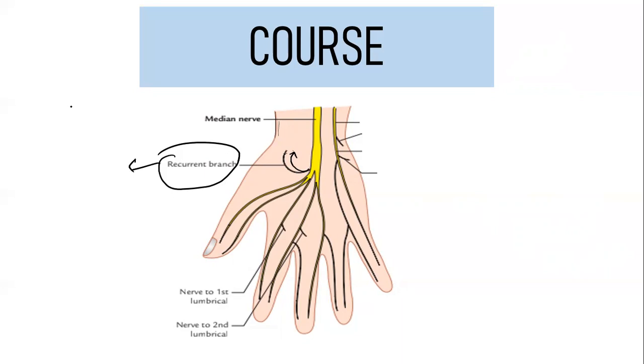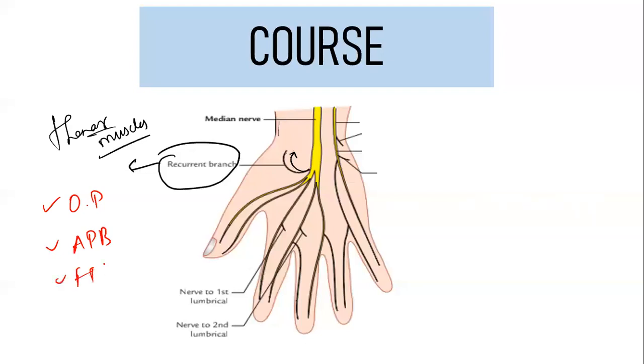It does so to supply the thenar muscles. So what are the thenar muscles it is supplying? You have got abductor pollicis brevis, opponens pollicis, and flexor pollicis brevis. So these are the three thenar muscles. So the recurrent branch, after its origin, curves upward and laterally, moves to the thenar eminence, where it is going to supply all the thenar muscles.